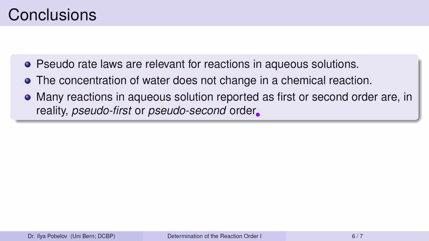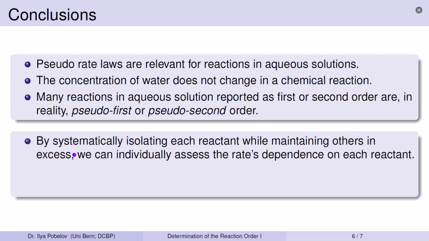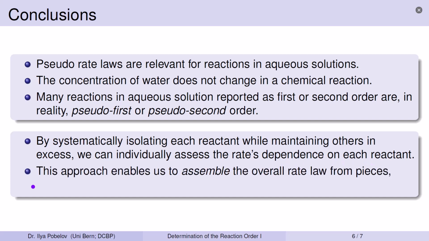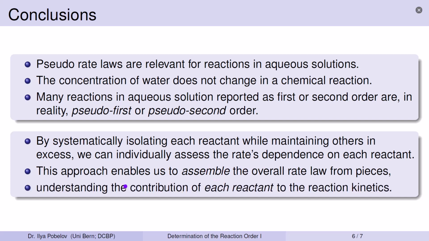By systematically isolating each reactant while maintaining others in excess, we can individually assess the rate's dependence on each reactant. This approach enables us to assemble the overall rate law from pieces, understanding the contribution of each reactant to the reaction kinetics.